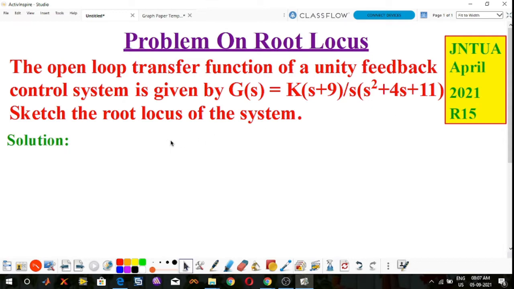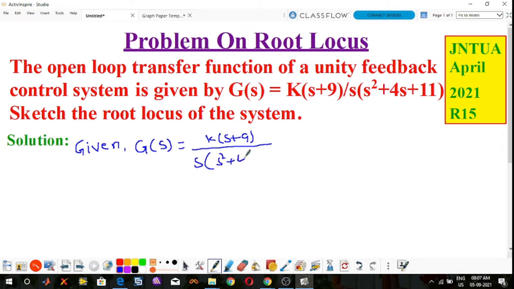And this is the example of root locus. So now coming to the solution, given that the open loop transfer function G(s) is equal to K(s + 9) divided by s(s² + 4s + 11). This is the given open loop transfer function. First calculate the poles and zeros.